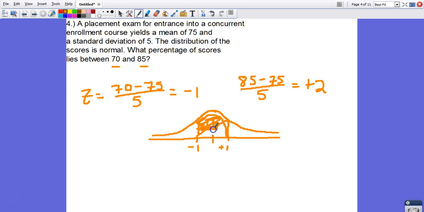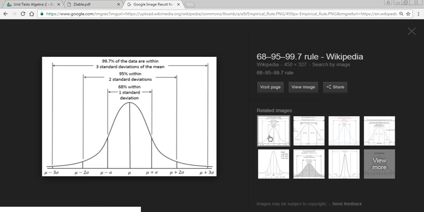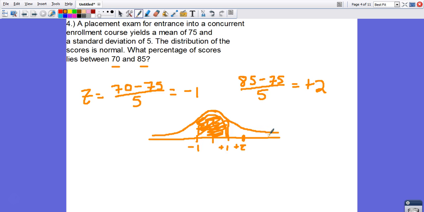Just in there. And then plus another, this little section right here. I cannot off the top of my head remember exactly how much is in there. So let's take a look. Oh, it's 95 minus 60. Oh yeah, we should have been able to figure that out. It's 95 between plus 2 and minus 2, right?